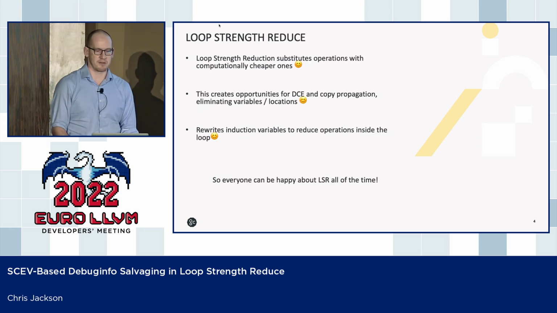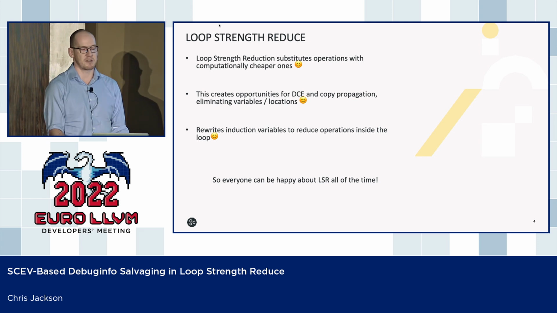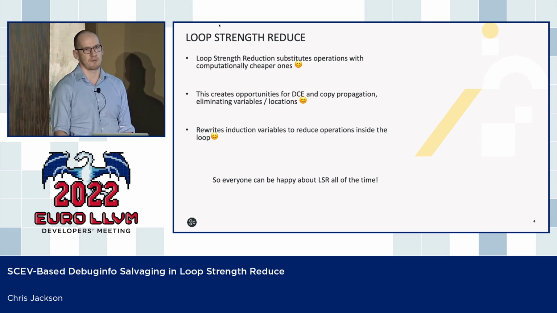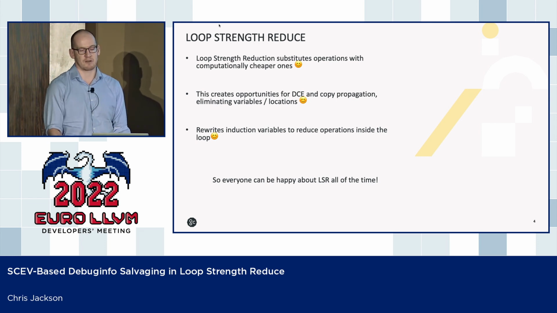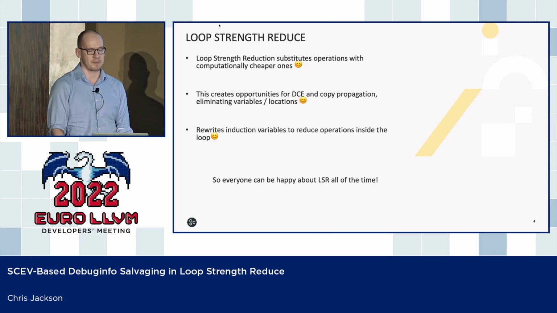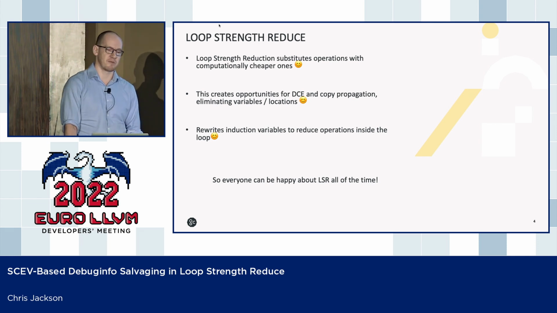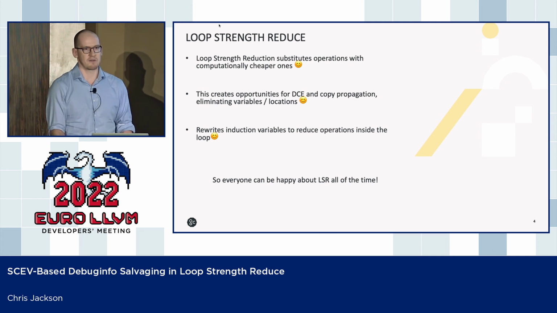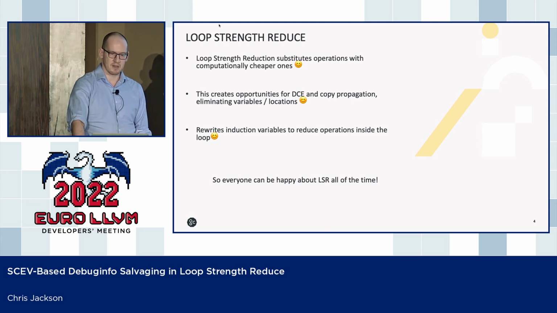So loop strength reduce, as an optimization, substitutes operations with computationally cheaper ones. So for example, multiply for shift or for add. That creates opportunities for dead code elimination and copy propagation, eliminating variables and locations, and also rewrites induction variables to reduce operations inside the loop. So everyone can be happy about loop strength reduce all the time.